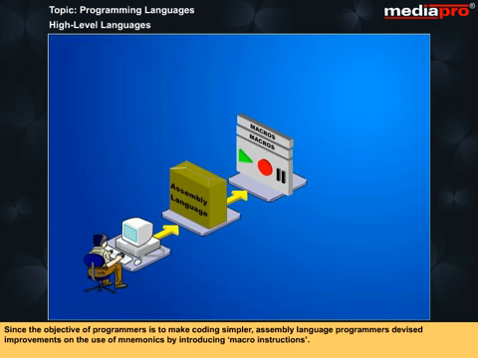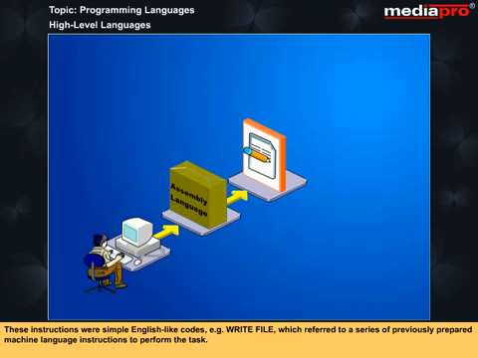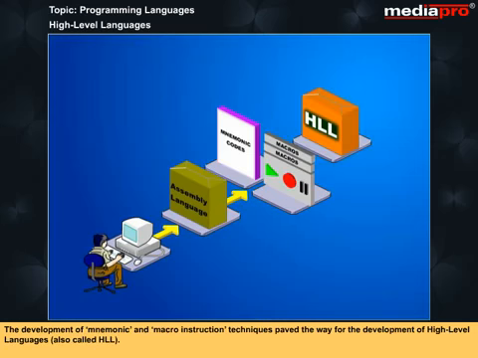Since the objective of programmers is to make coding simpler, assembly language programmers devised improvements on the use of mnemonics by introducing macro instructions. These instructions were simple English-like codes. Example, write file, which refer to a series of previously prepared machine language instructions to perform the task. The development of mnemonic and macro instruction techniques paved the way for the development of high-level languages, also called HLL.